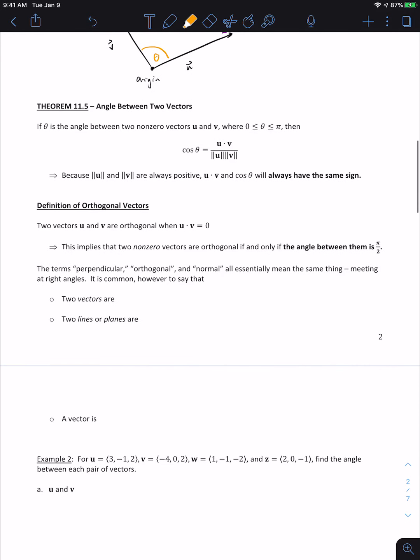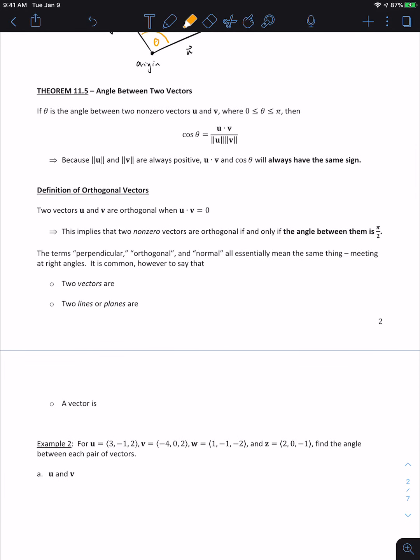Okay, definition of orthogonal vectors. Two vectors are orthogonal when u dot v is equal to 0. That is our way of knowing if they're orthogonal. Remember, we found in the last video that two vectors are parallel if u is equal to some constant times v, right? That was parallel. So now, how do we know if they're orthogonal? That means that u dot v is equal to 0. So this implies that two non-zero vectors are orthogonal if and only if the angle between them is pi over 2. That just comes from this formula up here. If u dot v is equal to 0, then when is cosine equal to 0? At pi over 2. That makes sense because I always think of pi over 2 as a right angle, so that's an easy way to remember it.